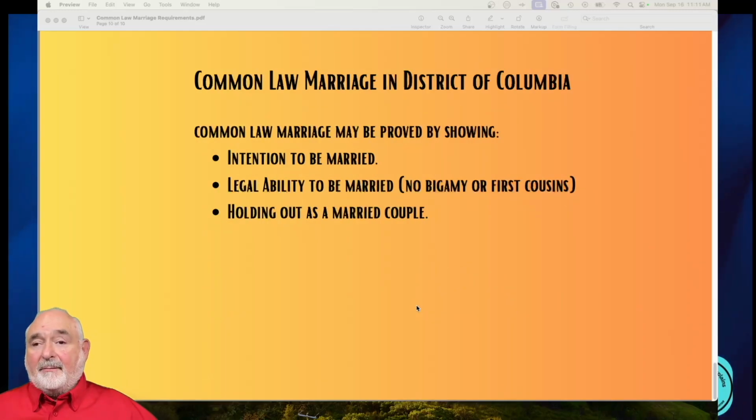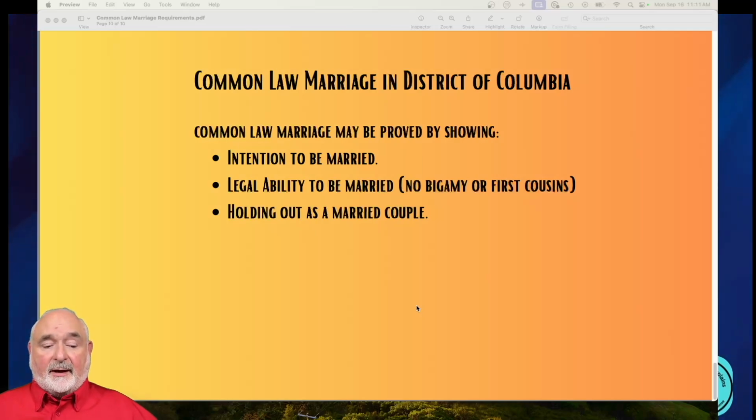And the District of Columbia also recognizes common law marriage with intention to be married, legal ability to be married, and holding out as a married couple. Again, no big surprises there. That, in a nutshell, is common law marriage. And it's an interesting topic, and it certainly is one of those things that comes up from time to time.